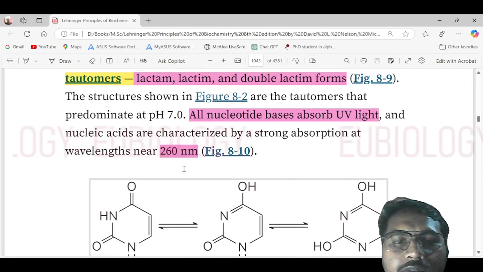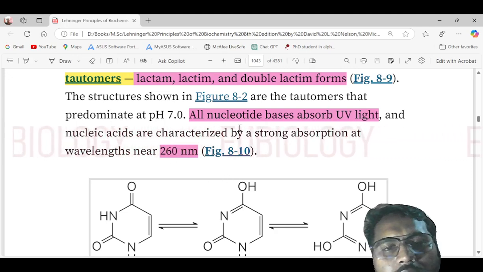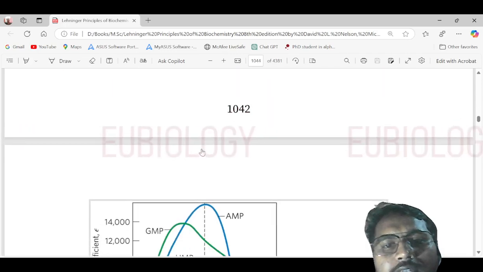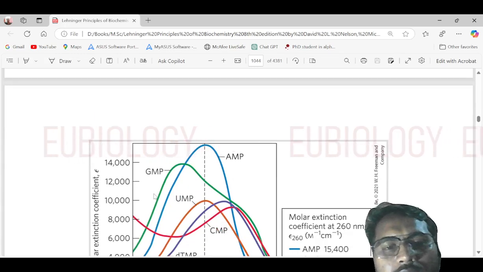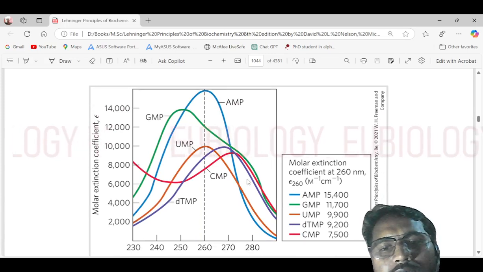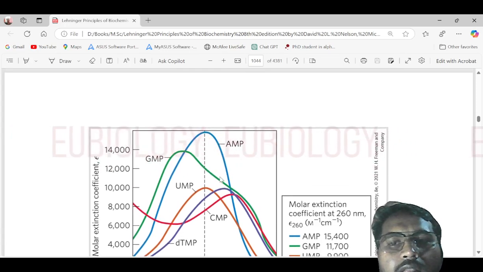Their absorbance will be at 260 nanometer in UV spectroscopy. You will see their absorbance maximum at 260 nanometer, and the highest absorbance you will find in AMP, then GMP, then UMP, then CMP, and TMP. So this is the absorbance graph.